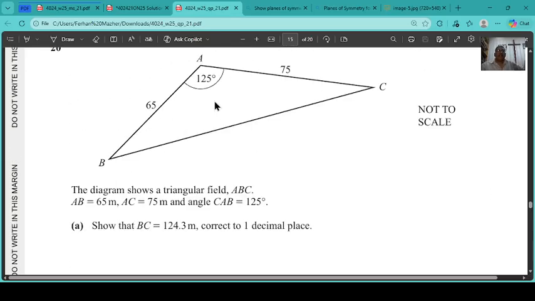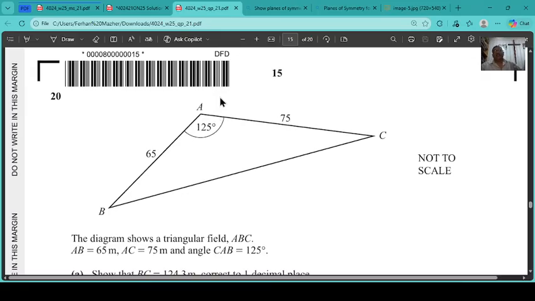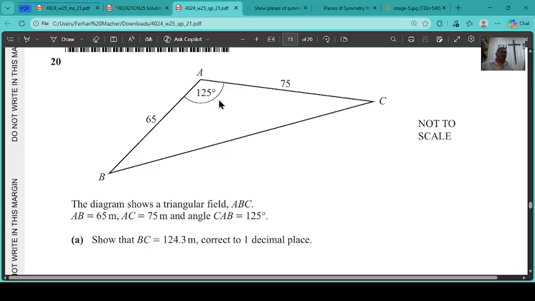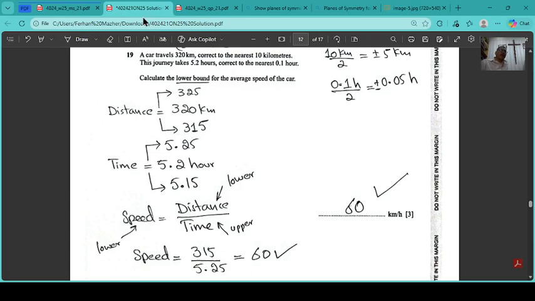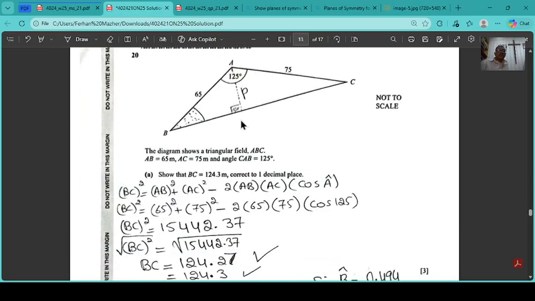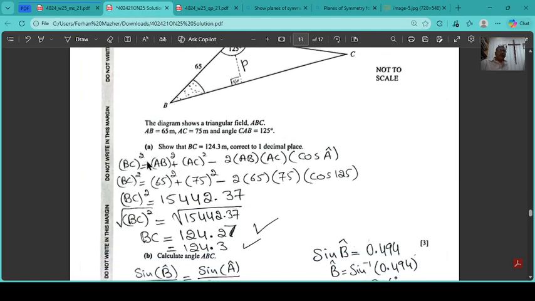So it's an ideal situation for the application of the law of cosine. Two sides are given, their included angle is given, and the side opposite to this included angle is asked. So I'm going to apply the law of cosine. Very simple, straightforward, 3 marks question. So here you go.